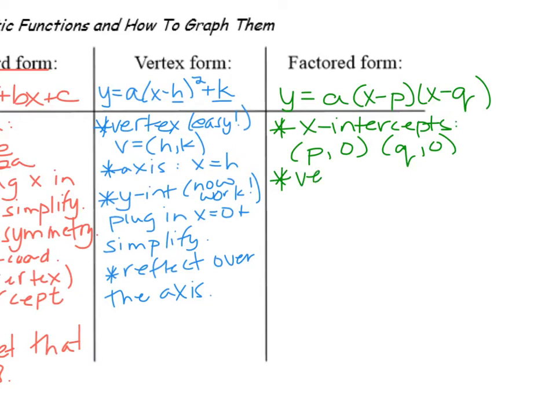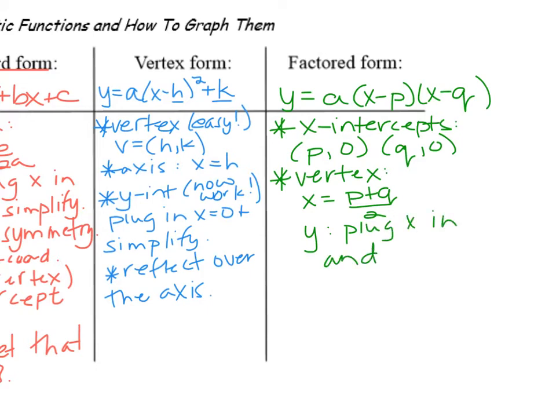So to get the vertex, your x-coordinate is going to be found by taking the average of the x-intercepts. We'll take p plus q and divide it by 2. And that'll be right in the middle, and that's the coordinate for x for the vertex. Like standard form, to get y, we'll plug x in and simplify. And that should be, again, the most amount of work that we have to do. From here, then it's kind of business as usual.